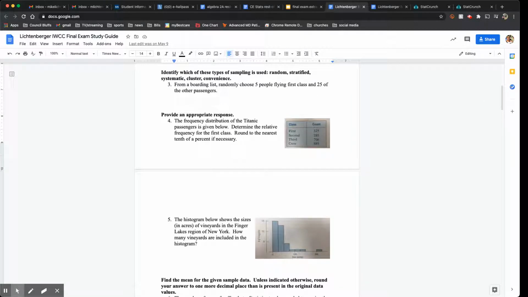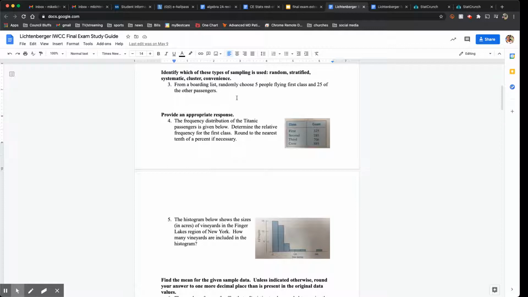Number three, identify which of these types of sampling is used: random, stratified, systematic, cluster, or convenience. From a boarding list, randomly choose 5 people flying first class and 25 of the other passengers. So the key in this is that you're choosing a few people from one group, the first class passengers, and you're choosing people from another group. So you're picking and choosing from different groups. So it's either going to be a stratified or a cluster. In this case, it's going to be a stratified.